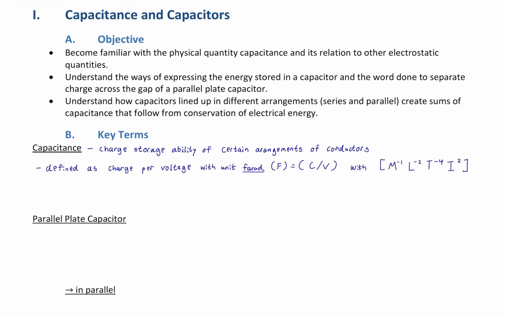It is defined as charge per voltage, and the unit is known as the farad. The farad is the coulomb per volt, and it has dimensions of inverse mass, length to the negative second power, so that's 1 over L squared, time to the negative fourth power, and current squared. These are the fundamental dimensions, which would also be the base units, which would be kilograms to the negative 1, meters to the negative 2, seconds to the negative 4, and amps squared. And of course we could replace the amps with coulombs per second. So that's the basic idea of what we're talking about with capacitance.